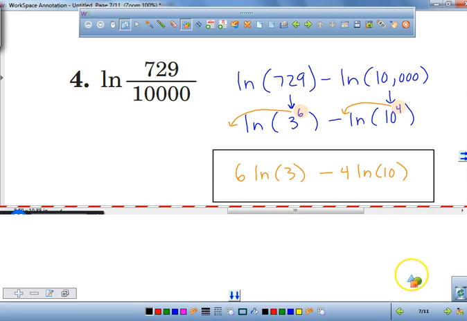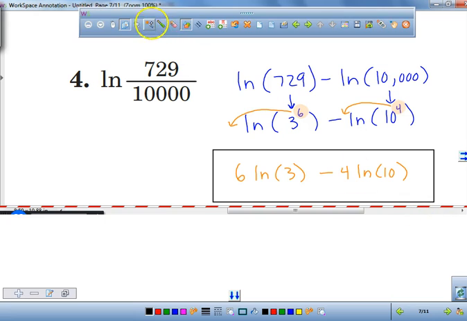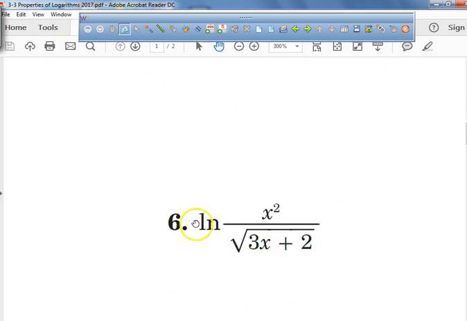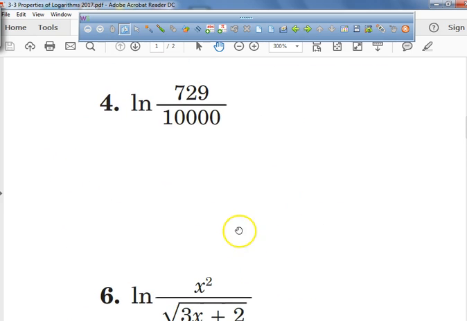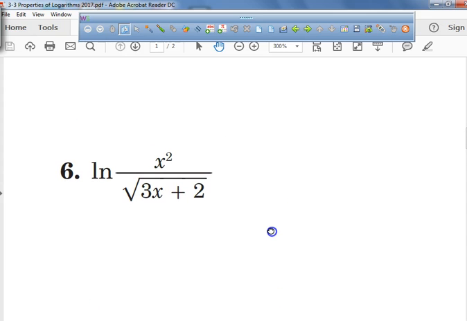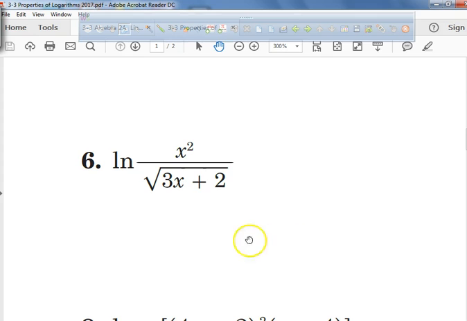So, your final answer, in terms of the natural log of 3 and the natural log of 10, is 6 natural log of 3 minus 4 natural log of 10. I'm glad you all were able to survive that problem. Now, what we need to do next is we need to go down to problem number 6. Now we're going to be understanding, wait a second, there's just not numbers, there's variables. All right? So we're going to look at problem number 6.